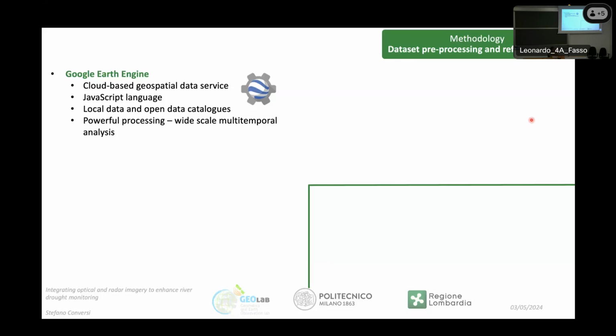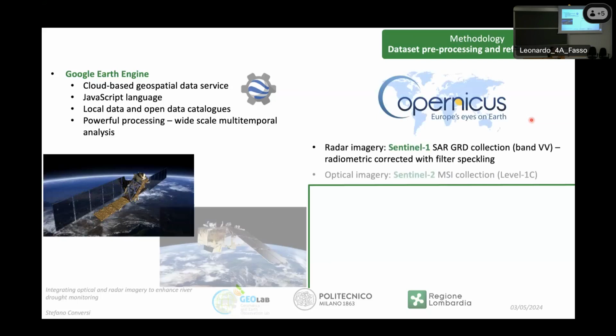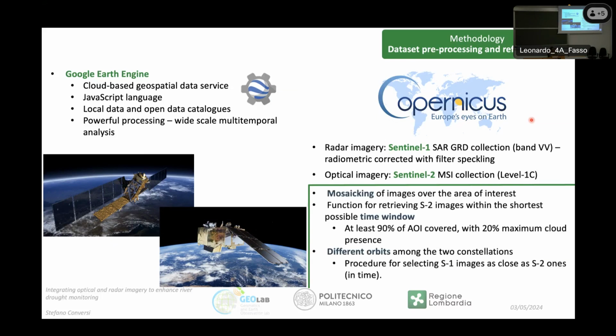And for the data, we are working with the public administration, so we decided to use open data and open satellite data. So we went to Copernicus, which provides us information from different kinds of satellites. We selected the Sentinel-1 synthetic aperture radar for radar imagery and the Sentinel-2 for optical imagery, using specifically the multispectral instrument that is mounted on it.